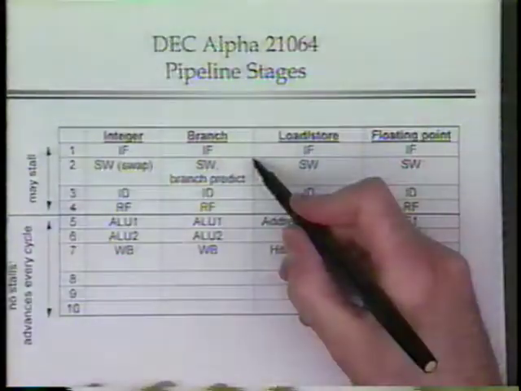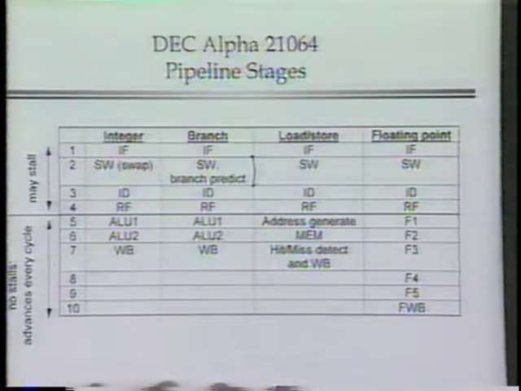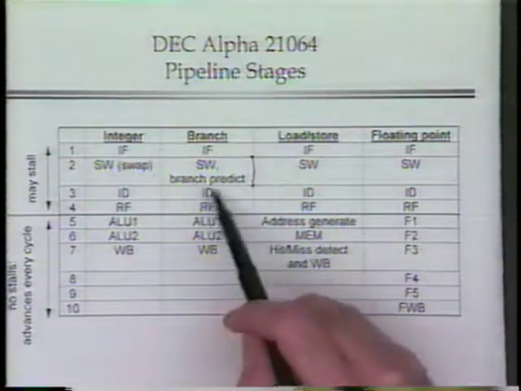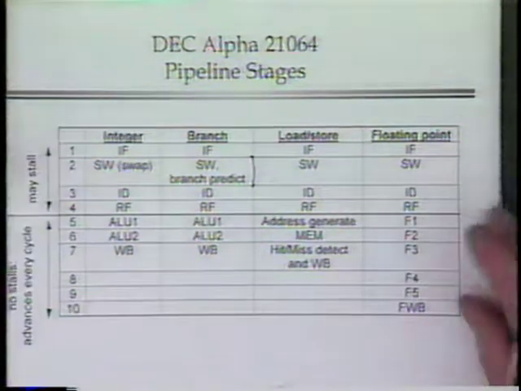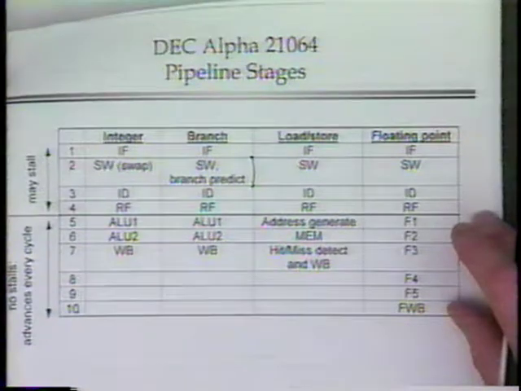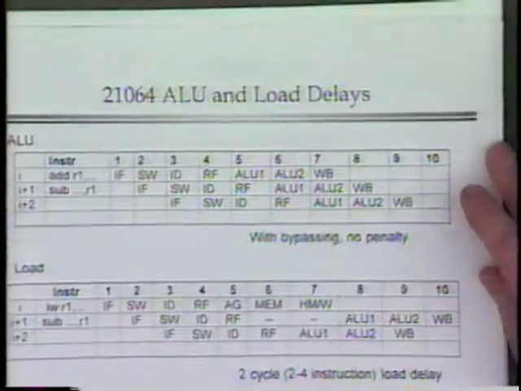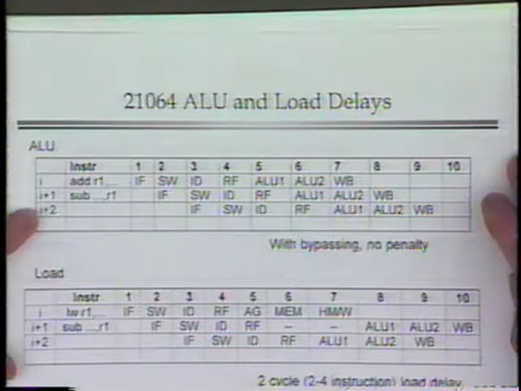One of the things they try to do is reduce the branch delay, because in a deep pipeline, branch delays cost you a lot. So during this swap phase, they do enough decode to be able to do branch prediction. Let's look, in fact, at some of these sequences in the pipeline and what the delays are.